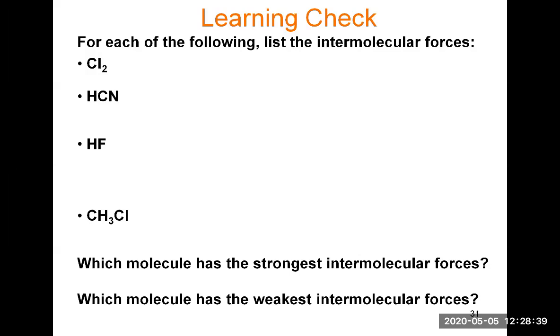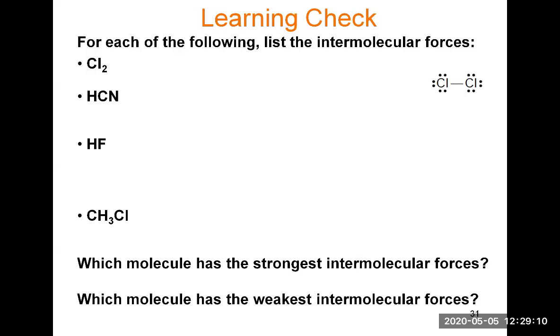So Cl2, if we draw the Lewis structure, I will show it here on the right. That's the Lewis structure for Cl2. It's a diatomic molecule made of 2 chlorines. And so if you look at the electronegativities, of course, there will be no electronegativity difference between 2 chlorines because they pull with the same strength. So it's a non-polar molecule.